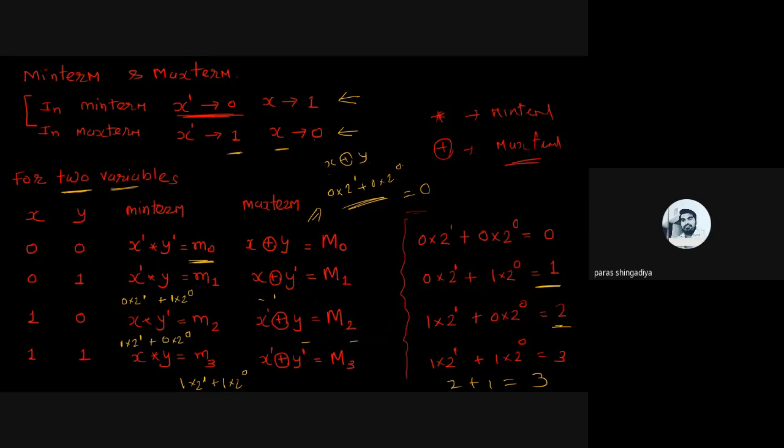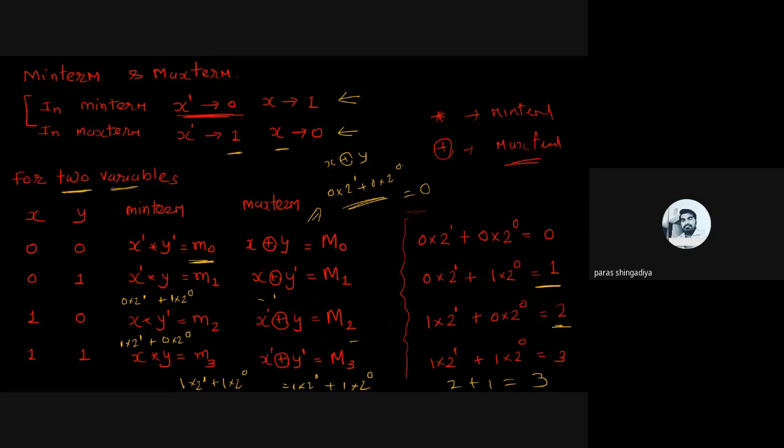Then after the third one, the fourth one, 1 comma 1. What is the answer of 1 comma 1? That will become x dash ring sum y dash, and that will give M3. Why is it M3? Because it can be written as 1 comma 2 raised to 1 plus 1 comma 2 raised to 0. So the total will be 3. That is known as capital M3. Clear?